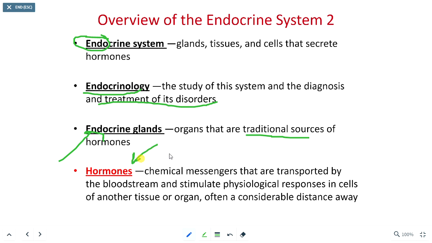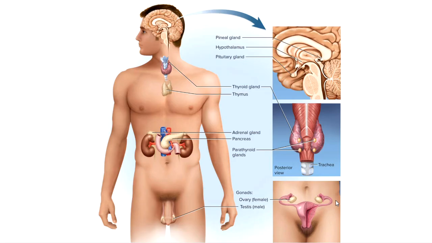And if we look at those hormones, those chemical messengers, they are going to be able to trigger some kind of physiological response. When we think physiological, I want you to think chemical response that can change the chemical reactions in another cell. Oftentimes, these cells are a considerable distance away. When I say considerable distance, usually in a different part of the body is what I'm referring to.